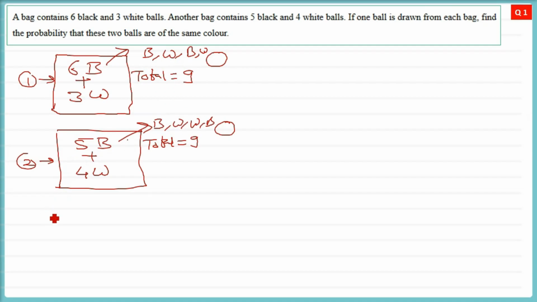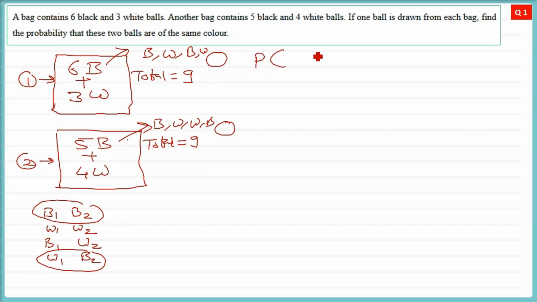So let's write it in a formal way. B1, B2: first black and second black. First white, second white. First black, second white. First white, second black. So these are only 4 combinations that can come. Now the two balls are of the same color. Same color means except B1, W2 and W1, B2. The others we require. Same color means black, black and white, white.